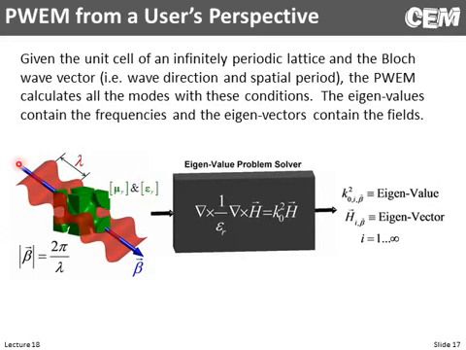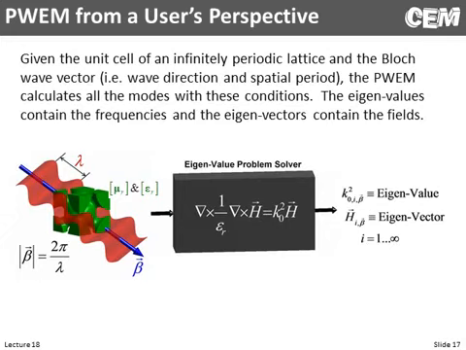We also need to give it a block wave vector, which has 2 pieces of information. It has the direction of this block wave going through our lattice, and it also has the period of that wave. So it has both direction and spatial period. So the 2 bits of information that our plane wave expansion method needs is a unit cell and a block wave vector. And we're essentially asking the question, given this infinite lattice with this unit cell, what waves travel in this direction with a certain spatial period?